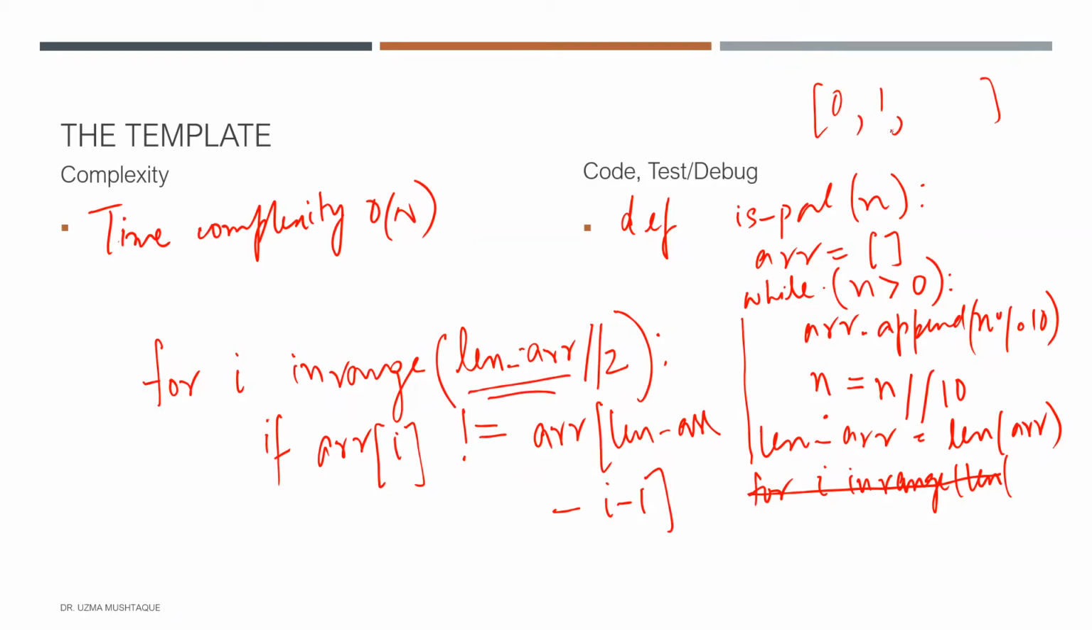For instance, if this was 0, 1, 2, 3, 4, let's go until 2 only and keep comparing 0 and something in terms of this i and the length of the array minus i and so on, right? So we can do that here and then return false if found. Otherwise, just come out of the loop and return a true. Right, so it's as simple as that.